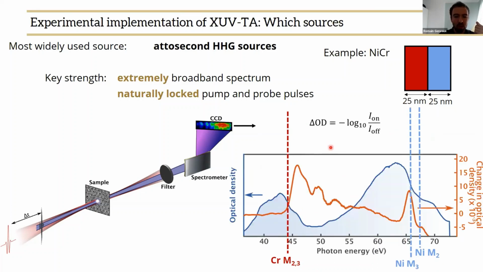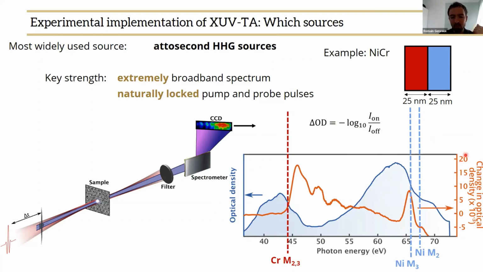And we plot it this way, which means that we compute the change of optical density. The optical density is this blue curve here. It's pretty much the absorption, to which we apply a log. And then the change in optical density is the log of the ratio between the spectrum with and without the pump pulse. So this is the differential measurement. The units that we use are optical densities, and usually we measure milli optical densities, so 10 to the minus 3.